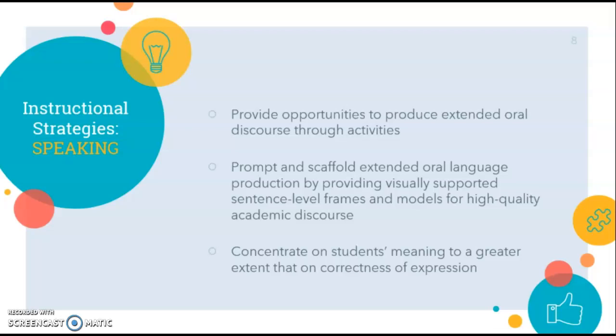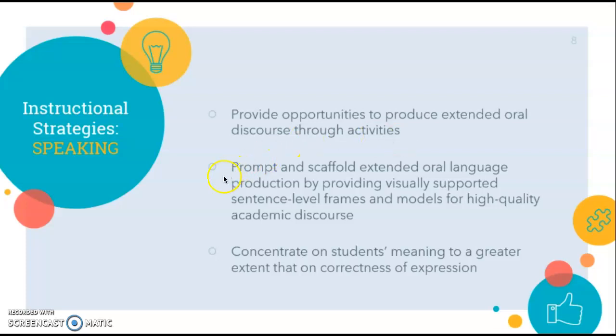All right, now for speaking. As you see here in the first part, it says provide opportunities to produce extended oral discourse through activities. And what that means is it's really important to have motivating activities, for example, reporting and presentations that are culturally relevant to students' lives. And by having an activity such as reporting, you could have students research things that they're actually interested in and give oral presentations on that, which would be exciting for them to practice extended oral discourse.